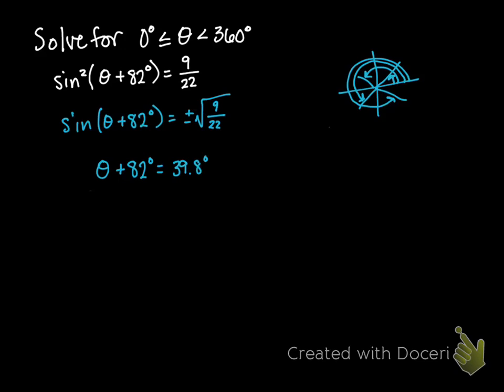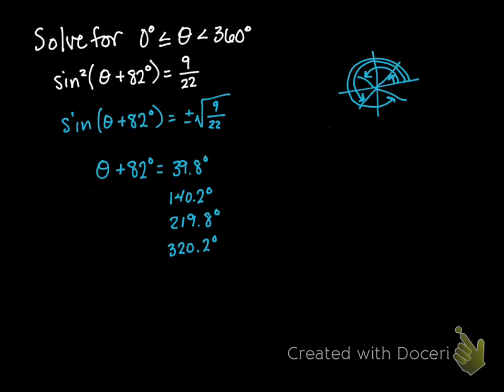Now, since we have an angle in every quadrant, we need to take 180 minus 39.8. You should get 140.2 degrees. 180 plus 39.8 is 219.8 degrees. 360 minus 39.8 is 320.2 degrees.